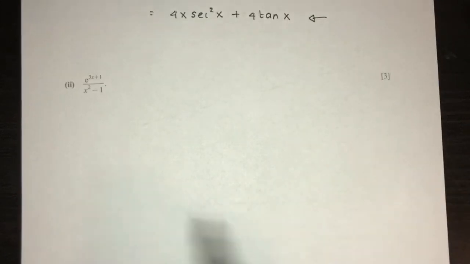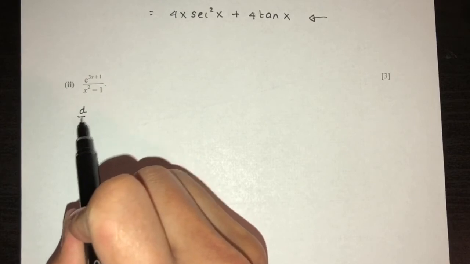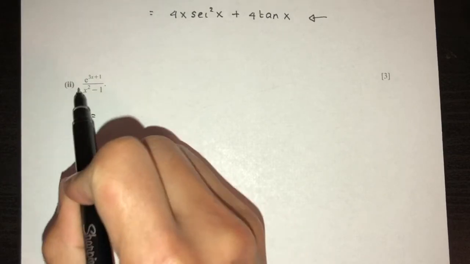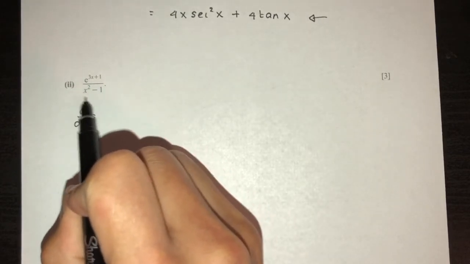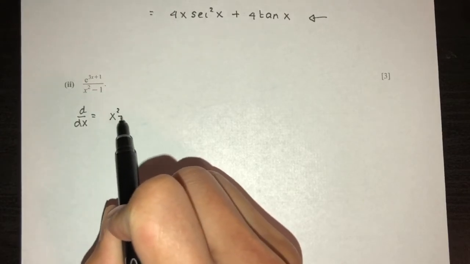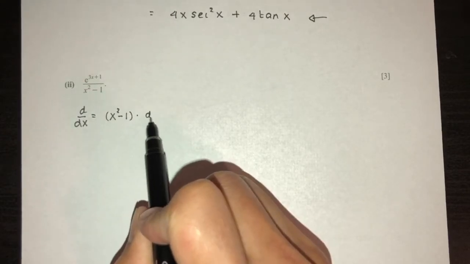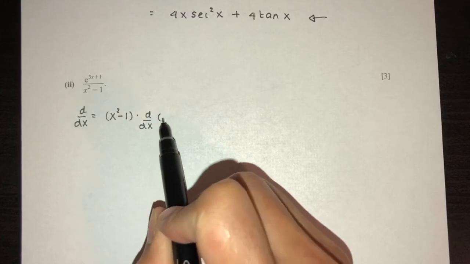Now for part 2, we have to differentiate this one again. This one is a fraction, sorry, not a product, so you have to use the quotient rule. So d by dx will be, first you have to write down the denominator as it is, so x squared minus 1 multiplied by d by dx of the numerator.